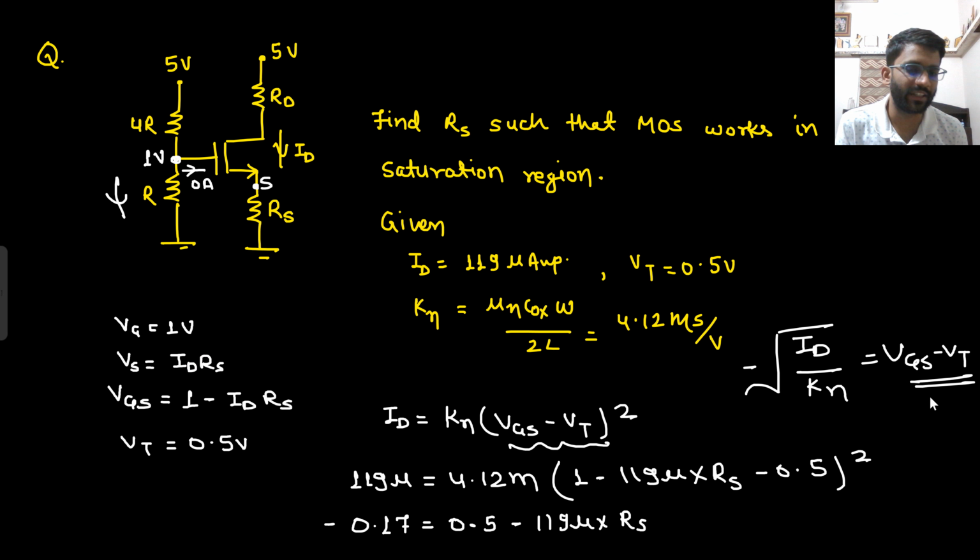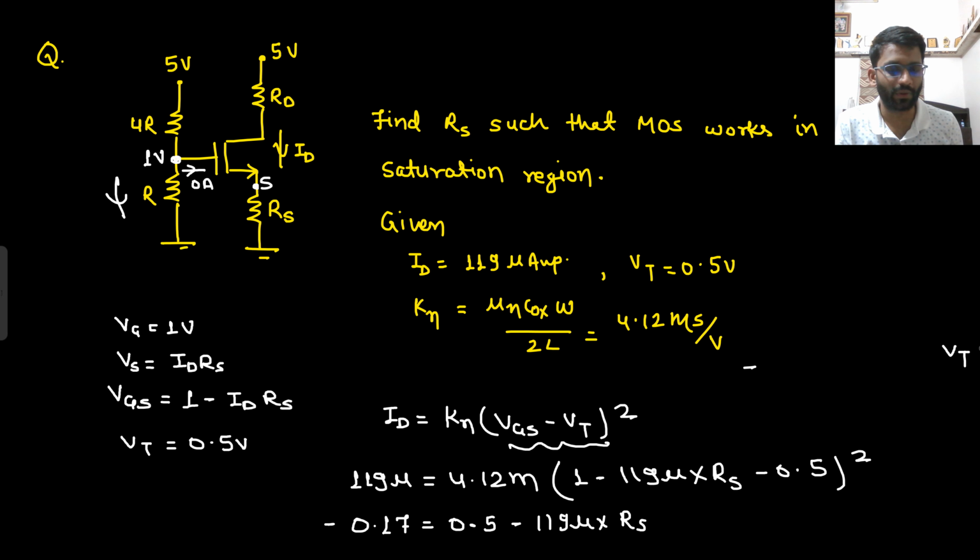You are saying VGS minus VT is negative. And if VGS minus VT is negative, the MOSFET will not even turn on. So never take the negative sign. Always take the positive sign. This is one thing you can note down in your notes, or highlight, that you should always take the positive sign whenever you are taking under root, because VGS minus VT cannot be negative, right?